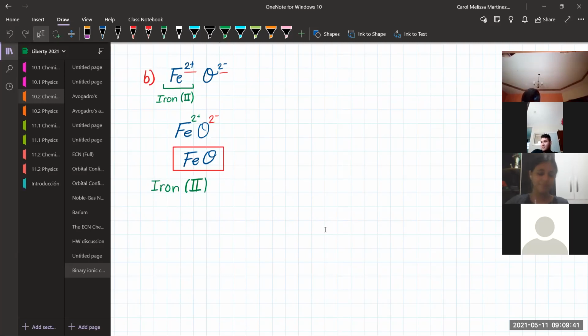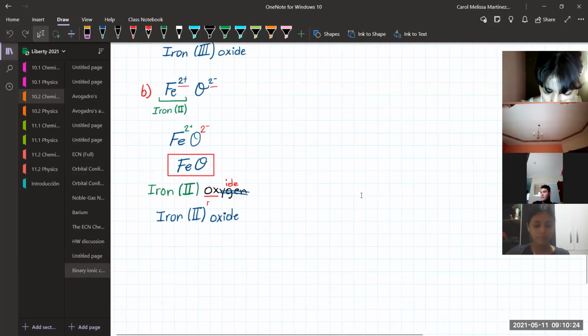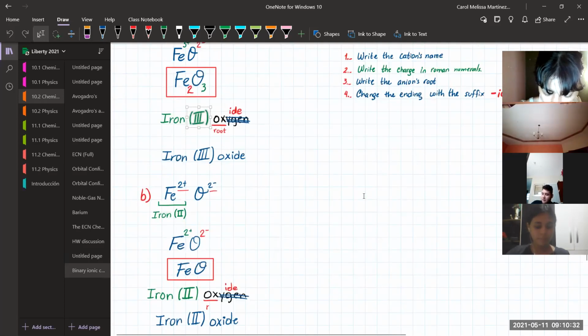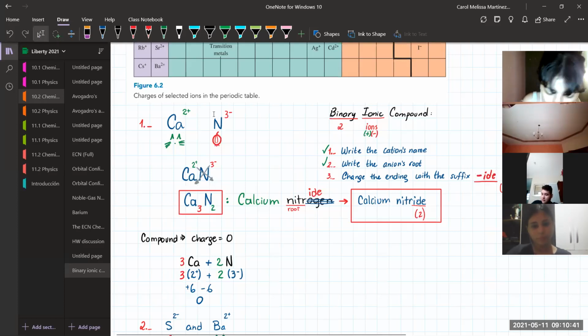And then what happens with the oxygen? Oxygen turns to be, what is my root? Ox. Just the ox. And then you get rid of the rest and you replace it by -ide. So the name for this compound is going to be iron 2 oxide. So take a look. All the procedures actually are very similar. But you need to be aware of the formulas, okay? And how the formulas are going to be named. So remember, binary compounds end with the suffix -ide.